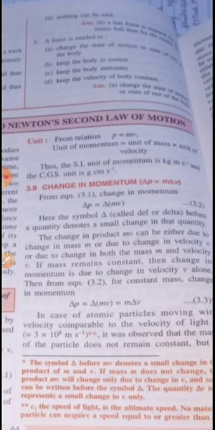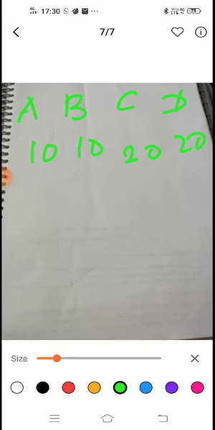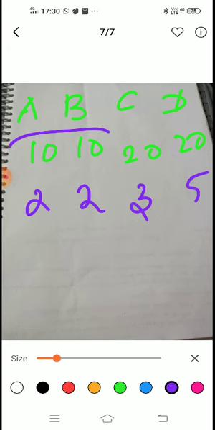As I told you before, if you are considering two objects, you can change mass as well as velocity. Say there are two objects like A and B, and two objects like C and D. In that case, you can fix one and change the other. For A and B, I'm going to fix the mass as 10, and for C and D the mass is 20. So I can change my mass. Next is my velocity. For A and B it is 2 and 2, and for C and D it is 3 and 5. I can change my velocity.